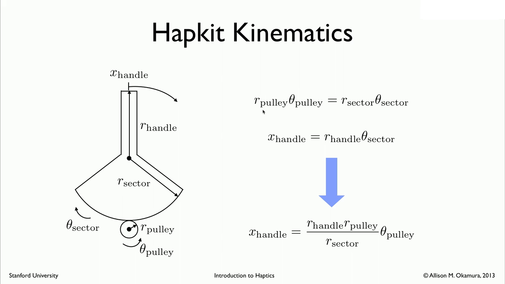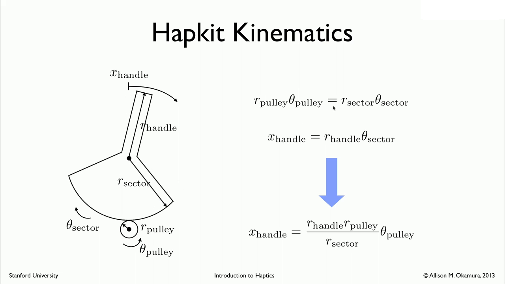This would be the first kinematic equation, which just says that the radius times the theta of the pulley equals the radius of the sector times the theta of the sector. This is just because these two are meshed by the friction drive. The other equation is that the position of the handle is going to be r handle times theta of the sector, because you can see that the rotation of the sector here is going to be the same as the rotation of this handle up here.